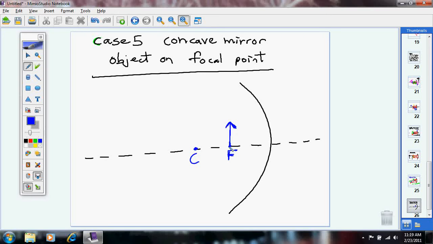Again, unless you have drawn everything out perfectly, sometimes it's hard to get this one to actually work the way it's supposed to work. So you might want to wait until you see. But at first it seems to be like the same old, same old. You go to draw the first ray, no problem. A light ray going parallel to the principal axis is going to hit the mirror and reflect and go through the focal point.